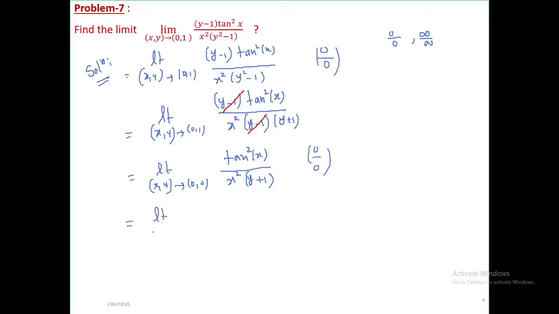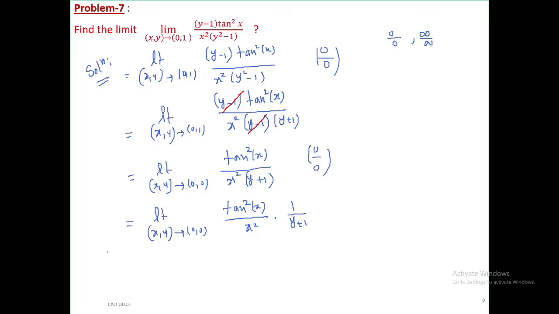So limit x comma y is reaching to origin, because already you have cancelled out the terms. That means the first method you are applying, that means simplifying the terms. So therefore, by the first method only, we need to approach. So this I can write as tan square x divided by x square, I am writing one function, into 1 by y plus 1, by the product rule, theorem number 1 in the last lecture.